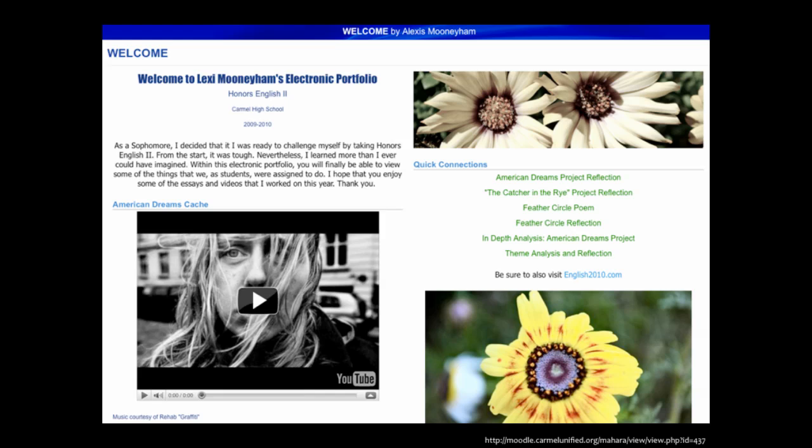So some students use text, and some use a combination of images and also video. And in an electronic portfolio, you can bring all these things together. You're not just limited to having a sheet of paper and assessing that portfolio, but you can be multimedia. The students can really express themselves in the way they want.